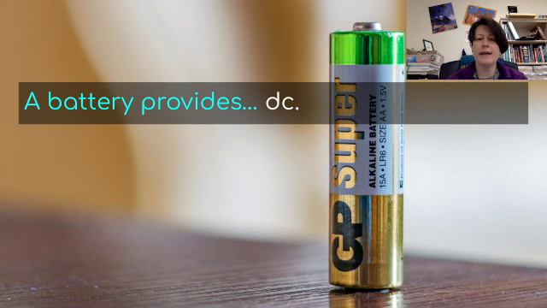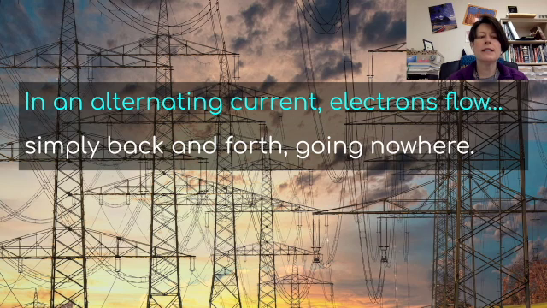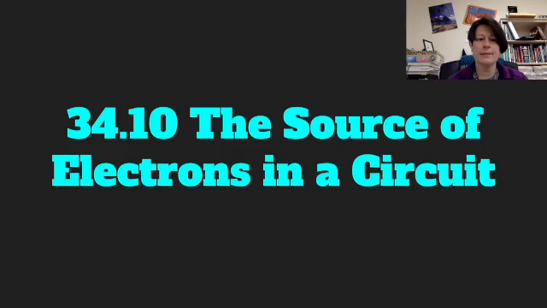Now, a battery provides our direct current, remember, but in direct current, they will flow in one direction. But in alternating current, electron flow is simply back and forth, going nowhere. So this also reinforces the fact that it's not the electrons providing us the energy. In direct current, you could maybe say it could be, but even they're flowing very slowly, like a meter over a few hours. But in the alternating current, they're not even moving. So it is the energy that is moving.